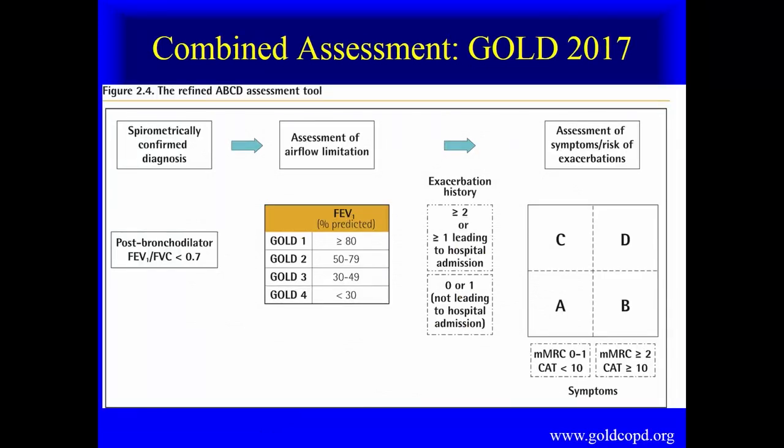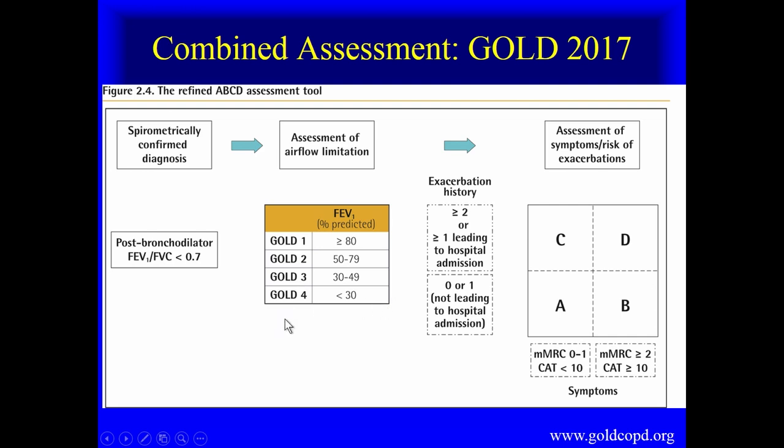So these different pieces of assessment are combined in the new GOLD recommendations from 2017. We use spirometry to confirm the diagnosis based on a post-bronchodilator FEV1 to FVC ratio less than 0.7. Then the degree of airflow limitation is graded based on the FEV1, leading to these 1 to 4 numbers, with 1 being normal FEV1, all the way to the most severe.